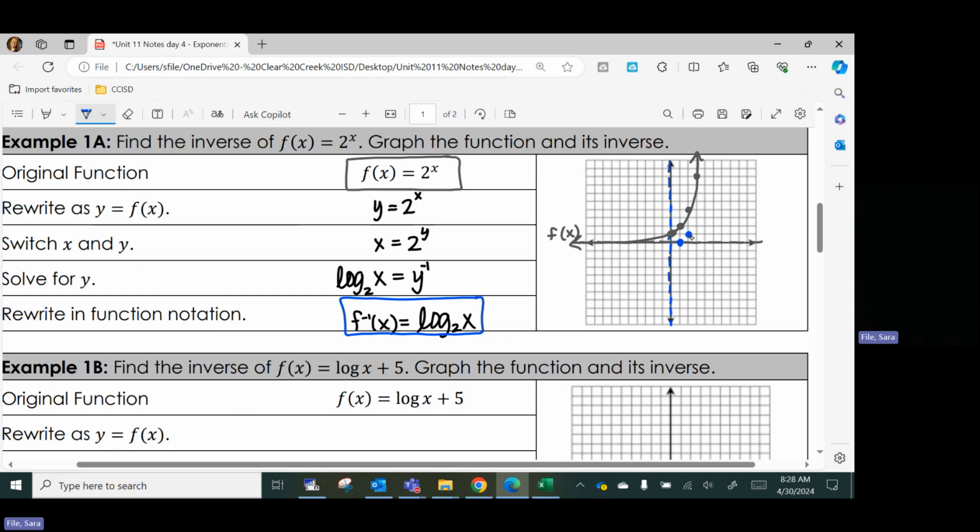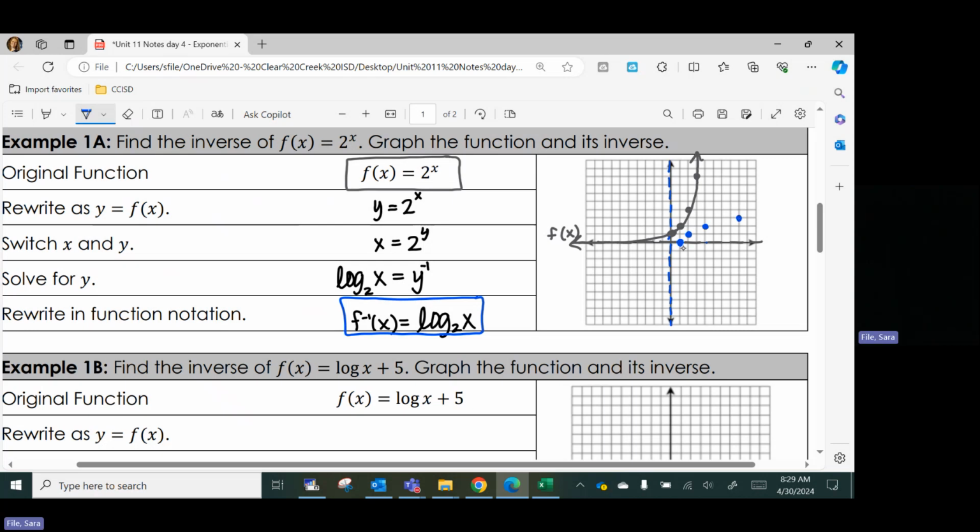Okay, and you'll notice these x, y points are just switched. So this was at 0, 1, now it's at 1, 0. This was at 1, 2, now it's at 2, 1. You can just invert the x and y of each of these points because that's what the inverse relationship is. So even if you don't know more logs off the top of your head other than those two, you can say, okay, well, this was at 2, 4. So here I'll have one at 4, 2. Okay, this was at 3, 8. So I'll have one at 8, 3.